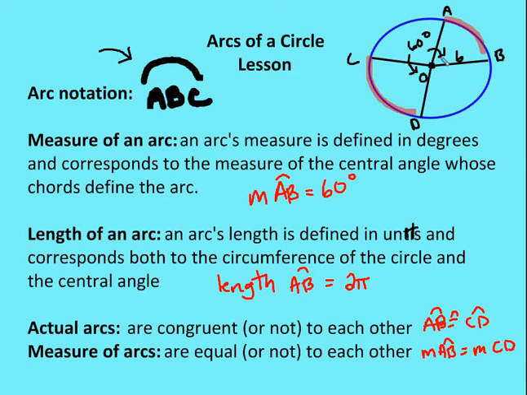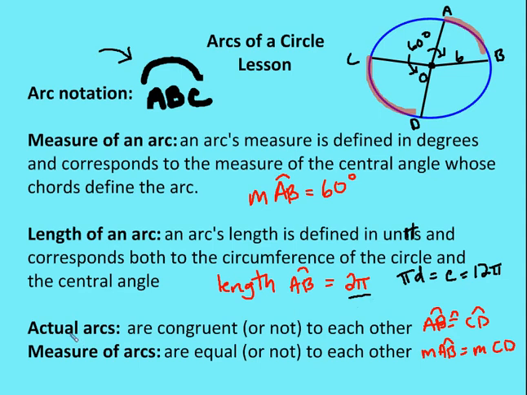So in this case, I need to find out what the circumference is. I have a radius of 6. My diameter would be 12. The formula for the circumference is pi times diameter. So I know that my circumference is equal to 12 pi. I know that the central angle is 60 degrees, so it's 1/6 of the entire measure of all of the angles in a circle. So my arc length correspondingly is going to be 1/6 of the length of the circumference. So 1/6 times 12 pi gives me 2 pi.